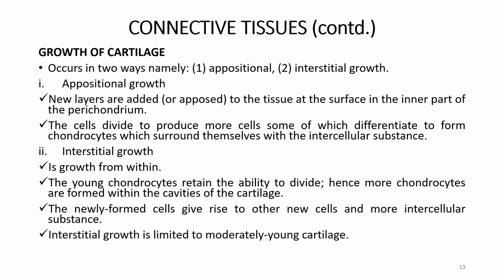How do cartilages grow? Remember, we're still talking about connective tissues. Two ways: appositional and interstitial growth. In appositional growth, new layers are added to the tissue at the surface. Remember that the perichondrium is on the outer part of each of these cartilages. In its inner part, cells divide to produce more cells, some of which then differentiate to form chondrocytes, which later surround themselves with intercellular substance.